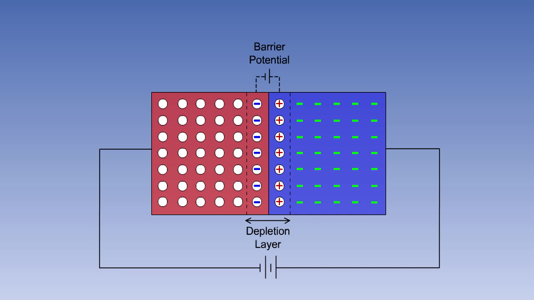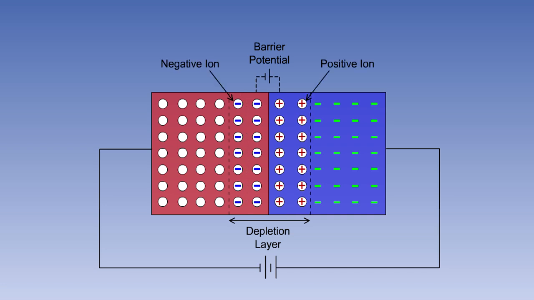If we now connect an external EMF across the material, with the positive terminal connected to the N-type material and the negative terminal to the P, electrons will be attracted to the positive terminal and will be pulled from the N side of the junction. Similarly, holes will be attracted away from the P side of the junction towards the negative terminal.